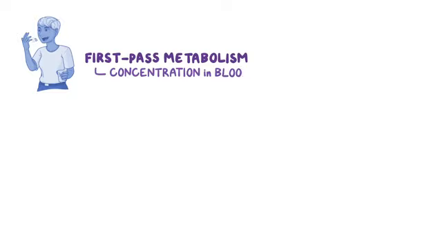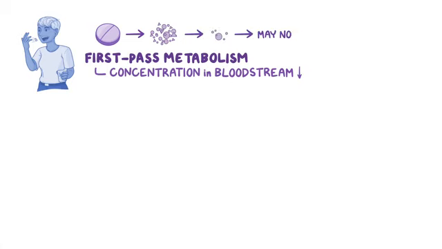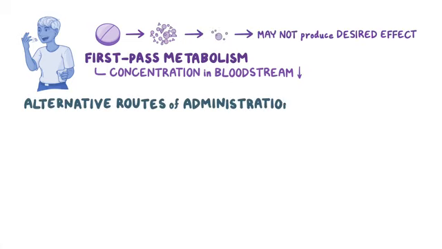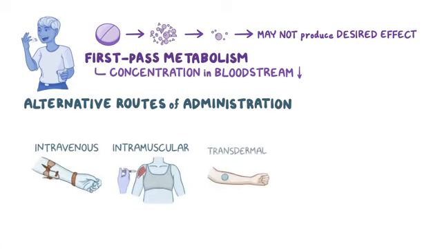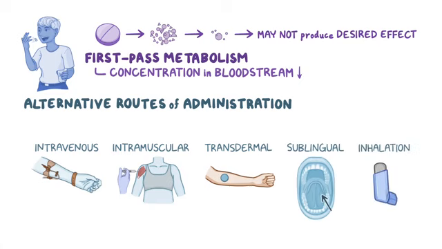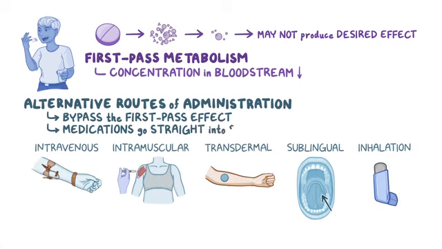This, however, means that if a medication is taken orally and it undergoes extensive first-pass metabolism, its concentration in the bloodstream can get so reduced that once it reaches its site of action, it can't produce the desired effect. In that case, alternative routes of administration should be considered, including intravenous, intramuscular, transdermal, sublingual, or inhalational administration. What these do is bypass the first-pass effect, allowing medications to go straight into the systemic circulation and produce their effect.